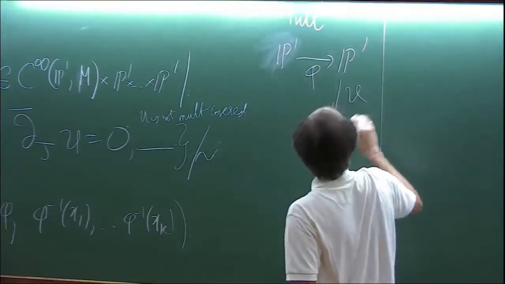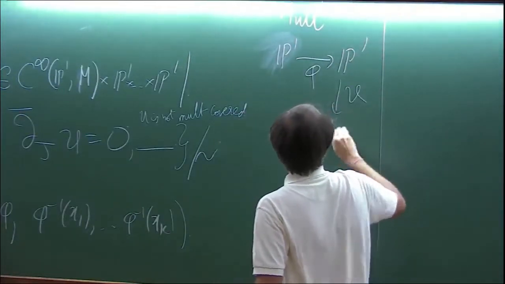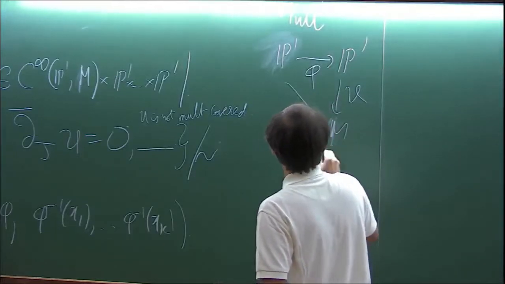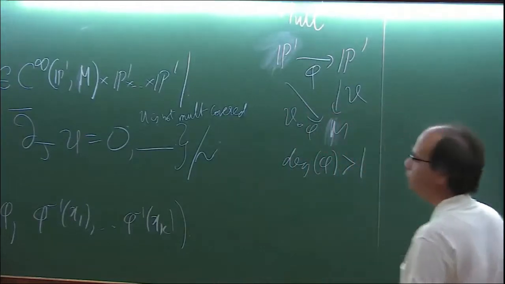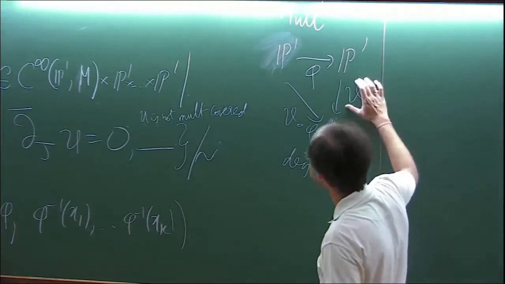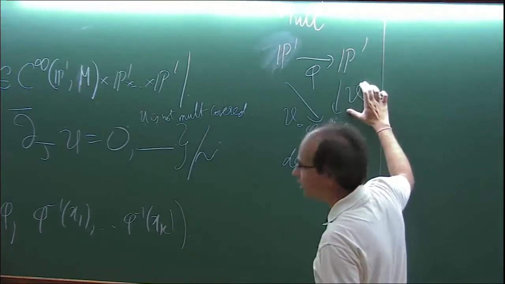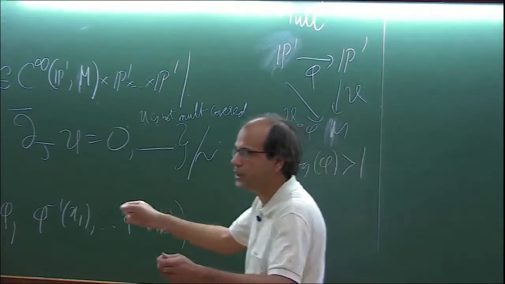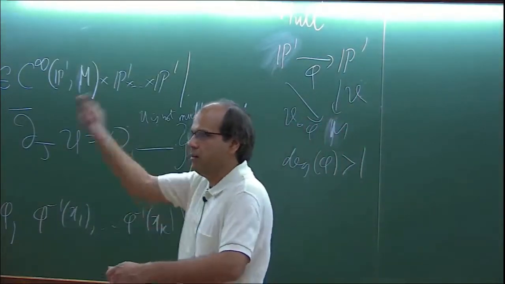So your U is of the following form: V composed with phi, where the degree of phi is greater than 1. If your U can be written in such a way, then you say it is a multiply covered curve. If V cannot be written in such a way, you would say V is the underlying reduced curve. So you can always take a line and you can double it.